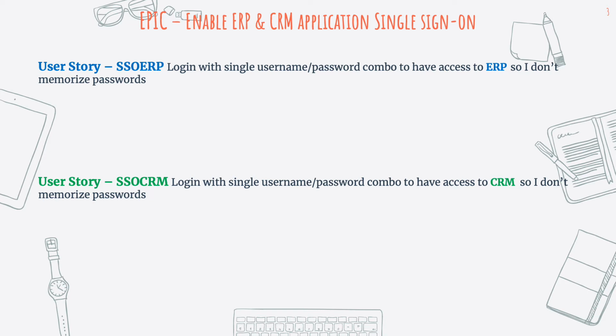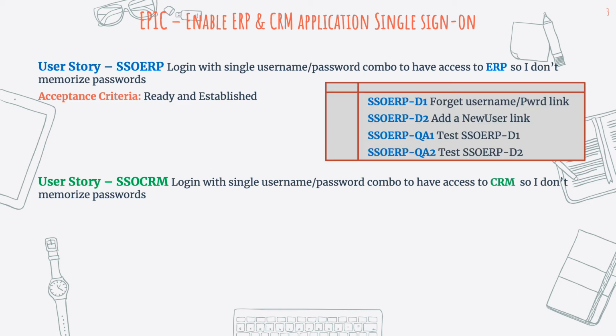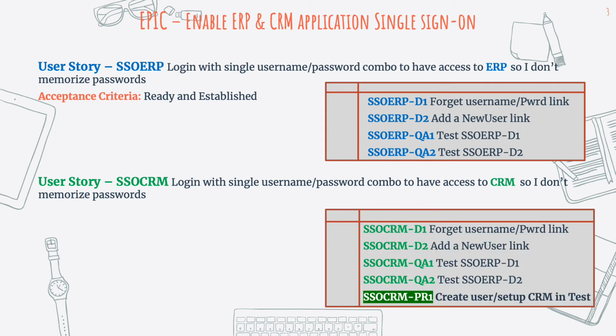The product team and ERP team have established acceptance criteria for the required changes. They have further broken down the SSO ERP user story into 2 development tasks, suffix D1 and D2, and a couple of other tasks, suffix QA1 and QA2, to be able to test the respective development tasks. For the CRM team, there is a similar breakdown.